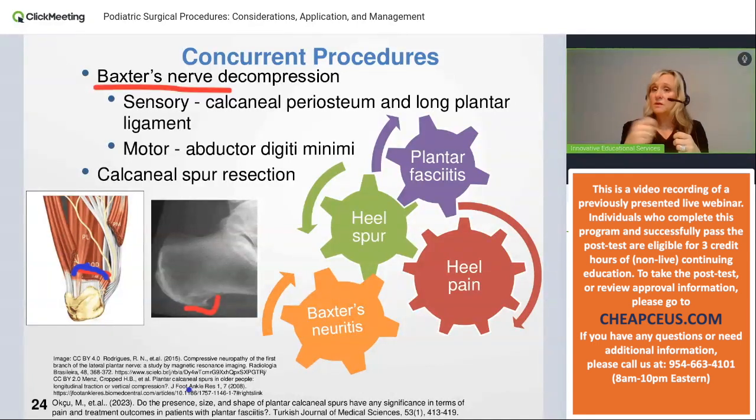So they'll go in and they'll clean that out also, debride it out, make sure that nerve is free, to decompress it in case it's contributing. So a lot of times patients that go in for plantar fascia surgery actually are having 3 different procedures done in that area.